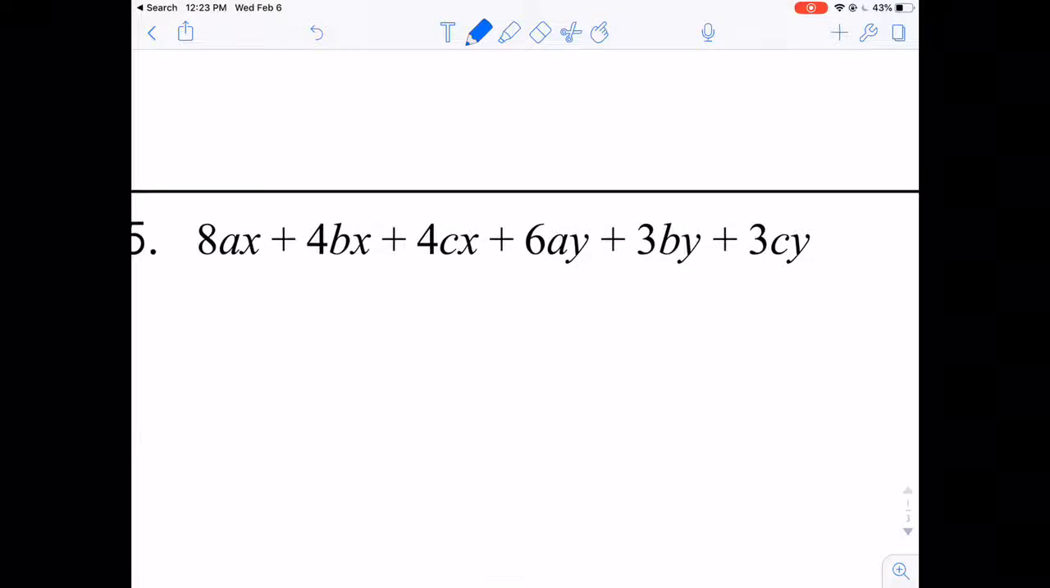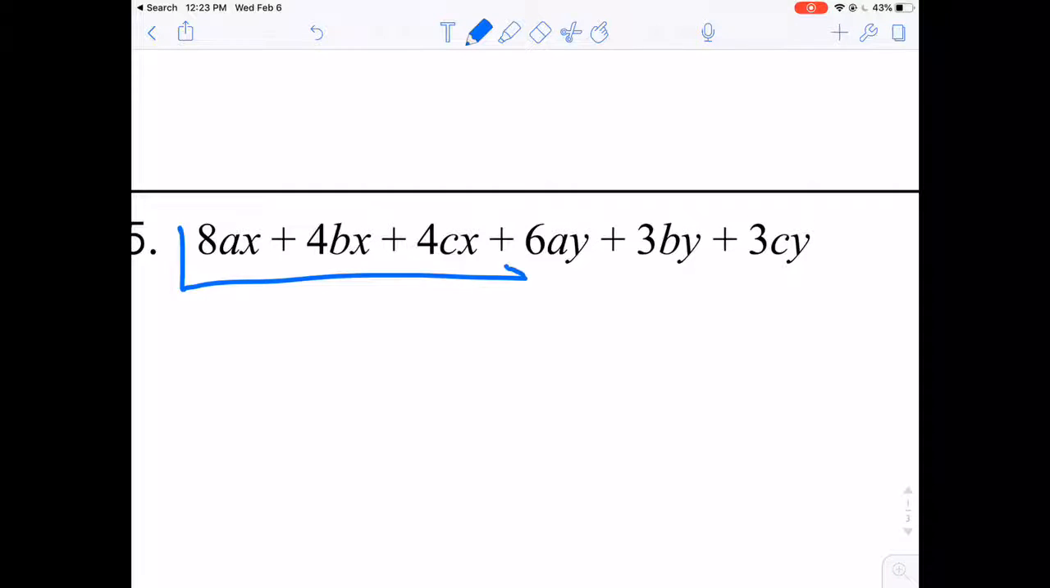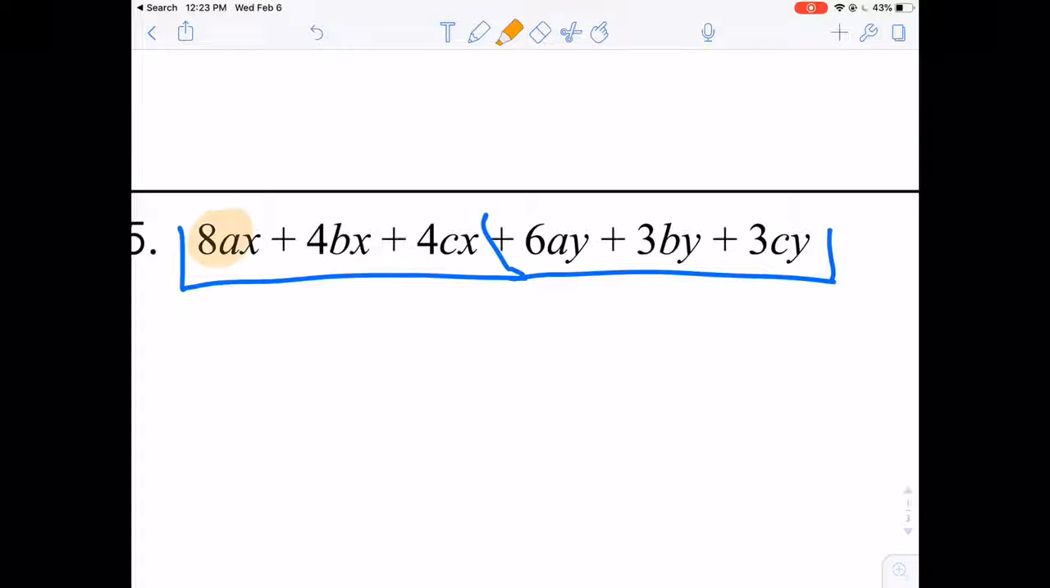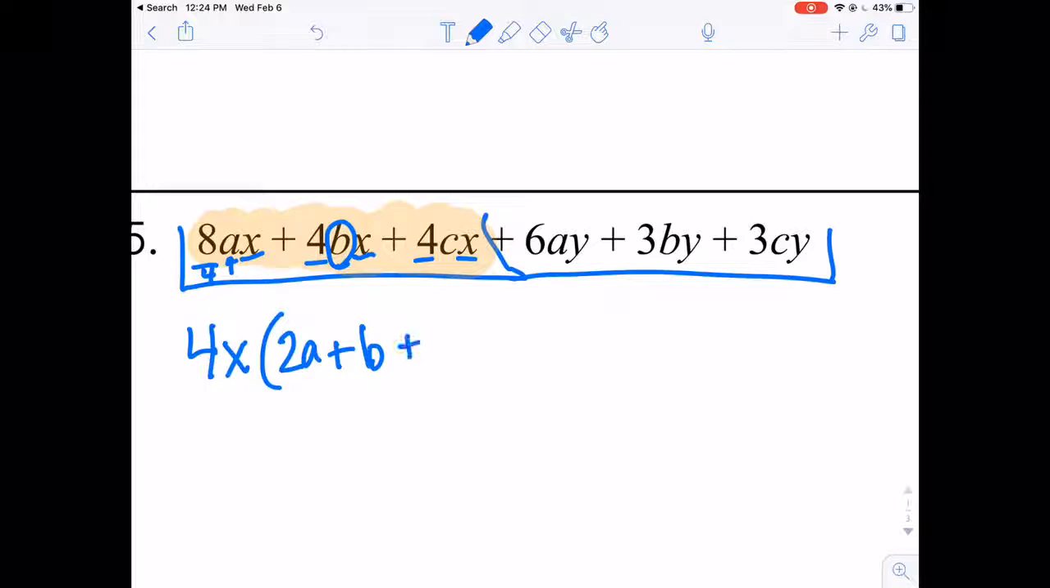From there, if you have something that looks like this, you're still going to split it into 2 sections. So you have this section here and that section there. You're going to look for things that are in common with all 3 of these things. So I can see with 8, 4, and 4, there's a 4 in common, and they each have an x. So I'm going to take the x out as well. What I'm left with is 2 a's, because 8 divided by 4 would be 2, with the a, plus just this b is left over, plus just this c is left over.